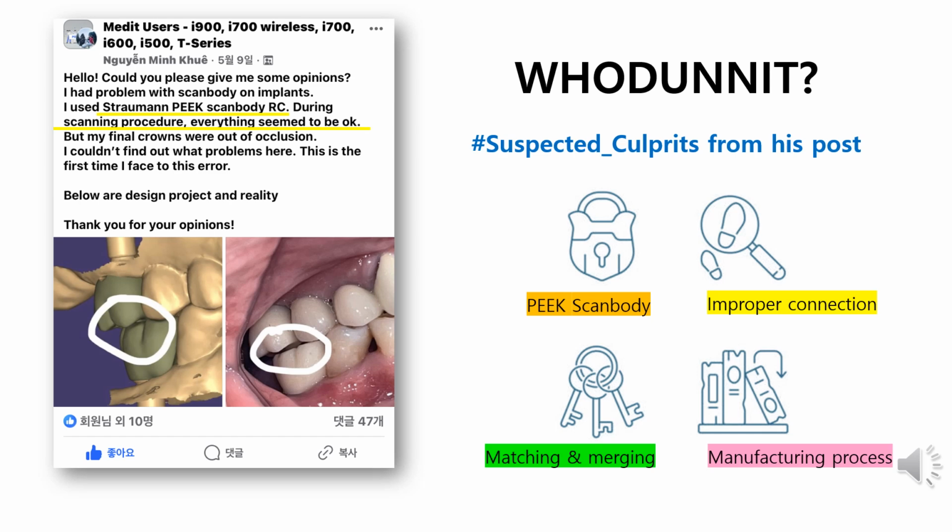Examples of such errors include the improper connection of the scan body, errors during the matching and merging process, and mistakes in choosing the wrong pre-milled titanium blanks. All of these and more can cause vertical errors.